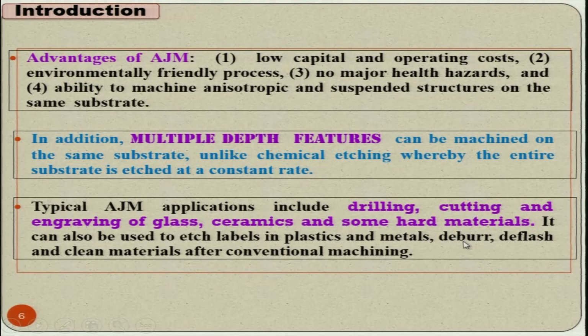Deburring is a very important application of this particular process: deflash and clean materials after conventional machining. During conventional machining, the material has burrs, flash etc. deposited or remaining on the surface that has been machined. All that can be cleaned using this particular process. However, the process parameters are different for cleaning as compared to the process parameters used for material removal.